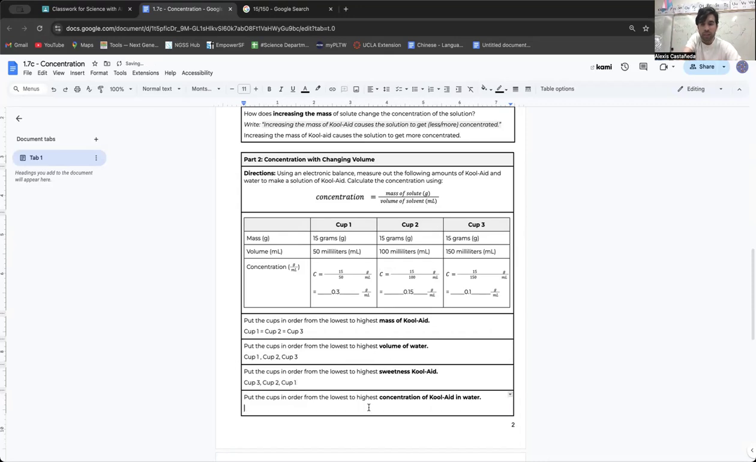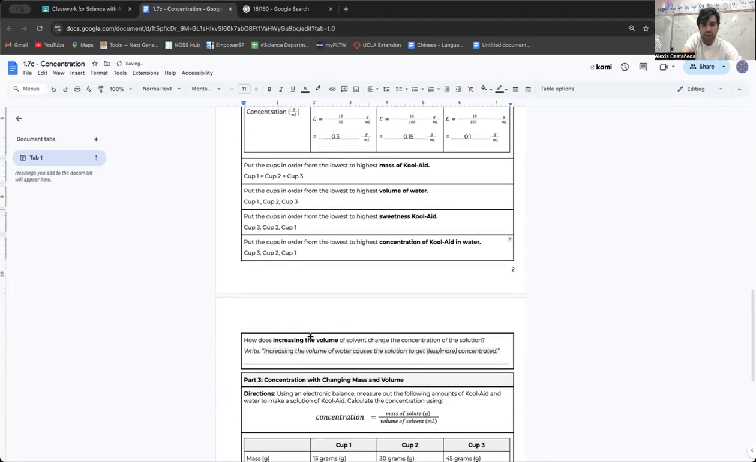If I look at the numbers, let's see how the numbers work. The smallest one here, 0.1, is the smallest. So cup 3 is the smallest. Then cup 2. Then the one with the highest concentration, 0.3, is the biggest of these 3 numbers, 0.1, 0.15, and 0.3. So here I'm going to put cup 1.